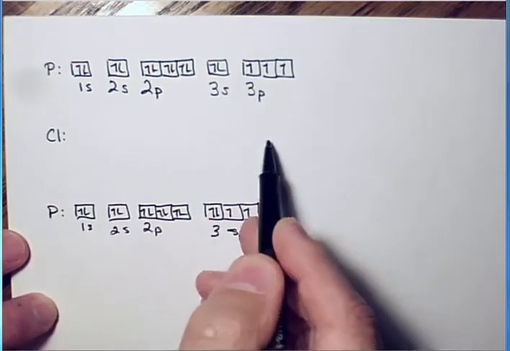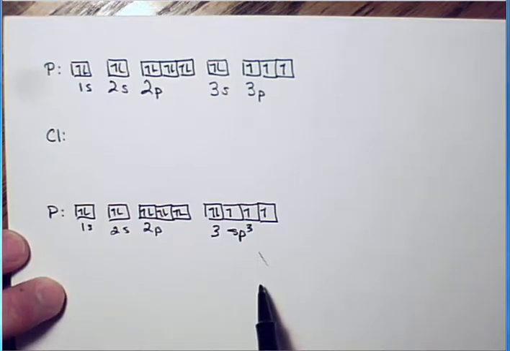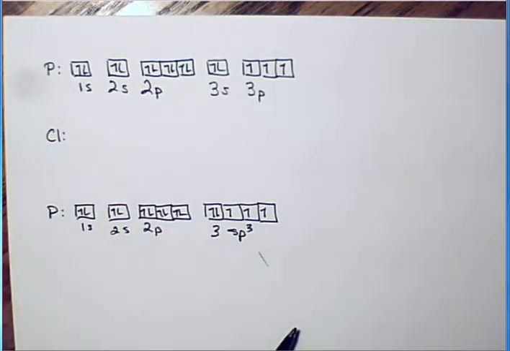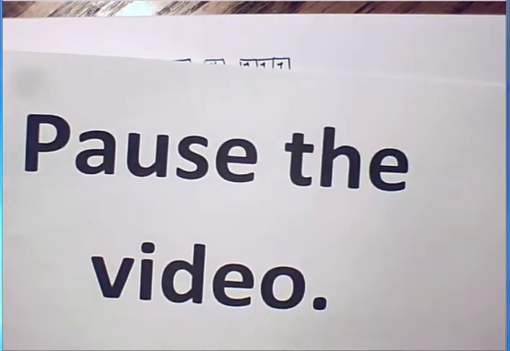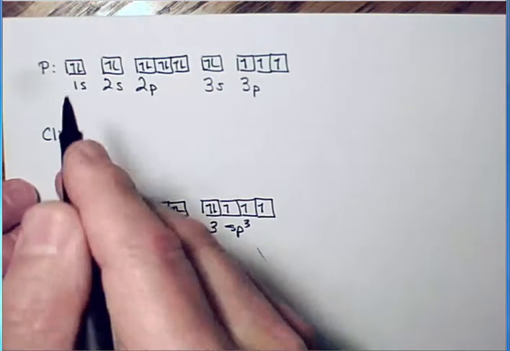Okay, so write the orbital notation for chlorine, and then write the sp3 hybridization for chlorine. Okay, let's see how you did.